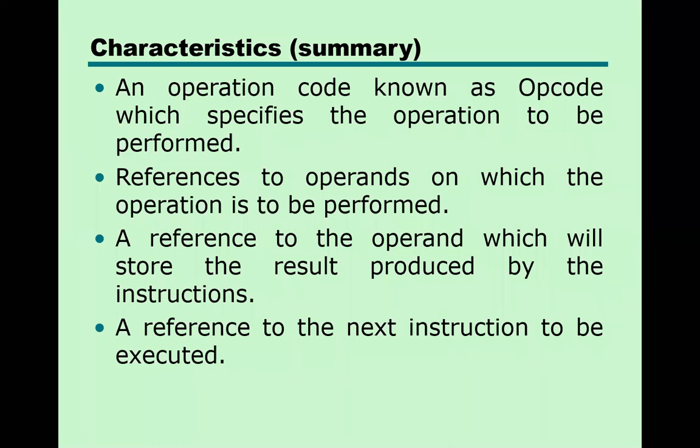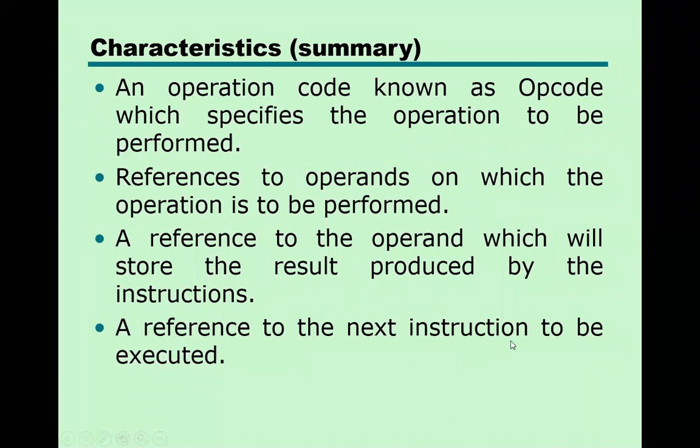So that is opcode. References to operands on which the operation is to be performed. So opcode is add, A and B are operands. So the operands give us references to the location of A and the location of B. Data is there. So on the respective data, A address and B address, we have to perform the operation defined in the opcode. A reference to the operand which will store the result produced by the instruction. So after the execution, as per the operation, the result will be stored again into one of the operands. That operand is also again the address of your data. So that's why it is a reference.